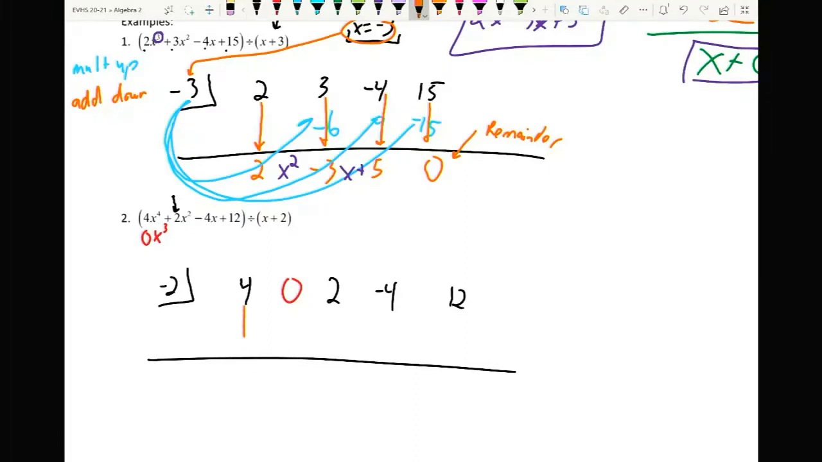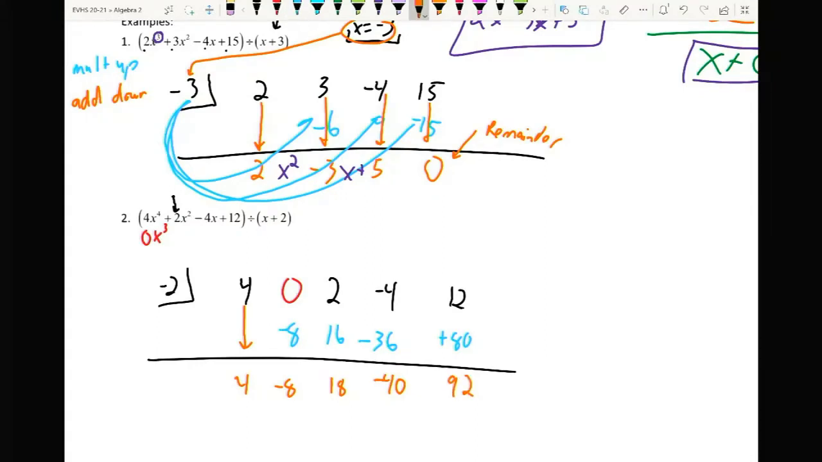Okay, 4 drops. Multiply. Negative 2 times 4 is negative 8. Add down, gives me negative 8. Multiply up. Negative 2 times negative 8 is positive 16. Add down gives me 18. Multiply up. Negative 2 times 18 is 36, so it should be negative 36. Add down. That's going to give me negative 40. Multiply up. Negative 2 times negative 40 is positive 80. Add down gives me 92.